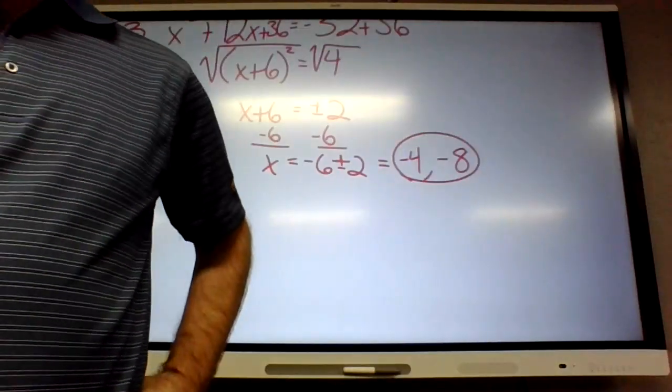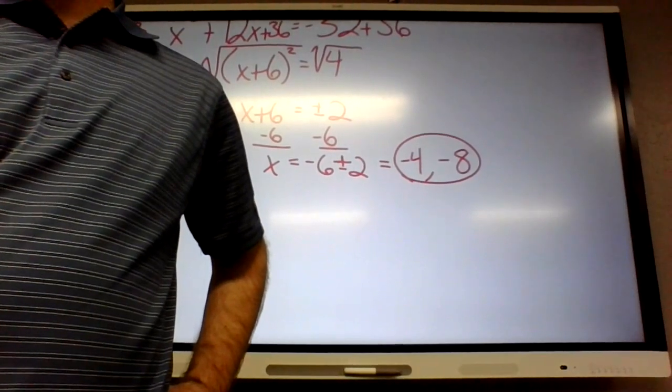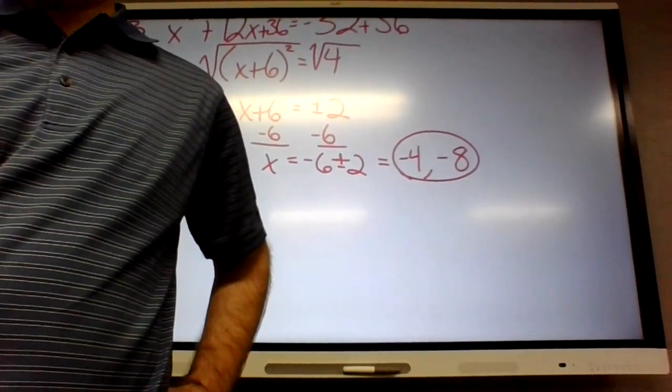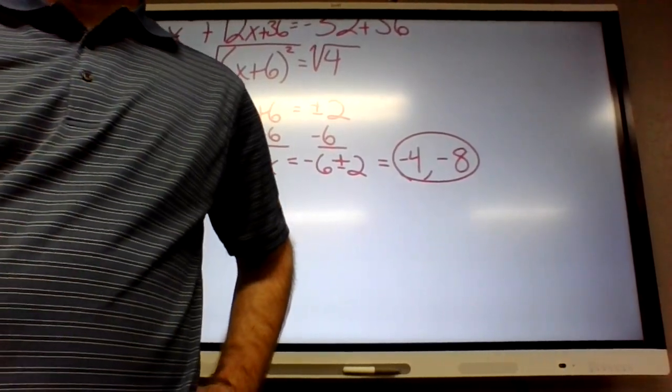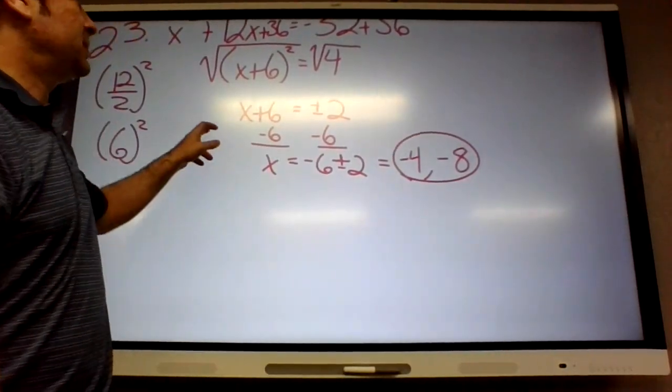Shannon, you want to add that 4 over first, plus 4 to the right, and then you square root both sides like I did right here.